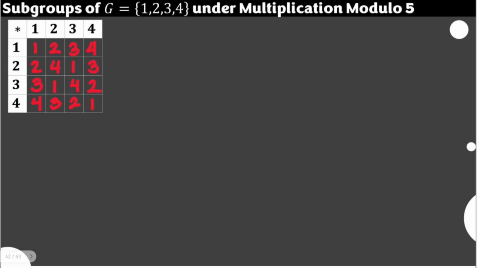For this video, let us try to determine the subgroups of a given set G containing the elements 1, 2, 3, and 4 under multiplication modulo 5. In one of the videos in this playlist, we were able to determine that this set G is already a group, and this time we are to determine the subgroups of this given group.